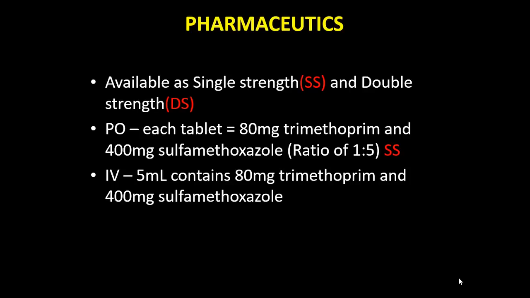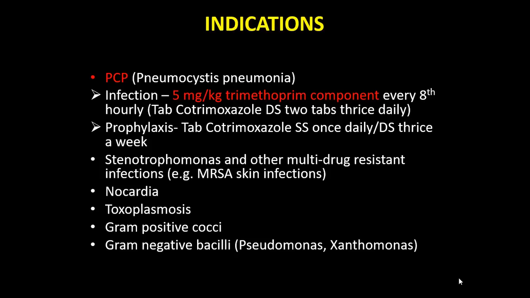Regarding pharmaceutics, it is available in the form of single strength and double strength per oral tablets, with good absorption: 80 mg trimethoprim and 400 mg of sulfamethoxazole. IV is also a similar combination. The most common indication in our critical care setups is PCP pneumonia, both in case of suspicion and also as prophylaxis. It's a very good drug with extensive wide spectrum activity for prophylaxis, even in post-transplant candidates.